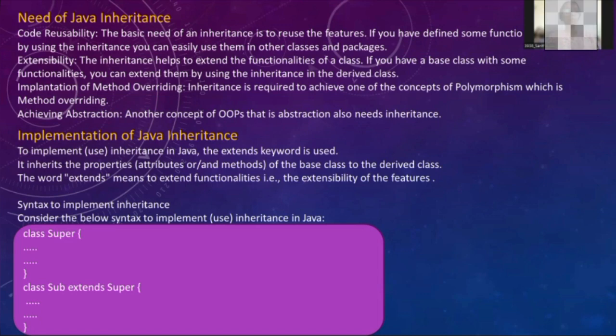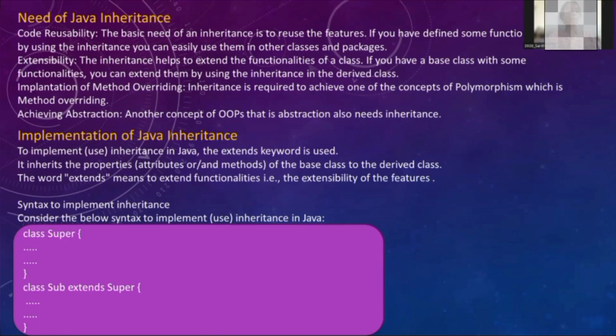Implementation of method overriding. Inheritance is required to achieve one of the concepts of polymorphism, which is method overriding. The next point is achieving abstraction. Another concept of object-oriented programming, that is abstraction, also needs inheritance.